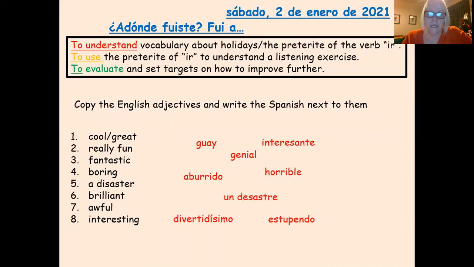You have seen these before, but I'd like you please to write down the English and the Spanish equivalents of these adjectives. So they're mixed up on the right-hand side at the moment in red. Your task is to write them out in English and then write their Spanish equivalents next to them. So again, pause and then do that task, please.